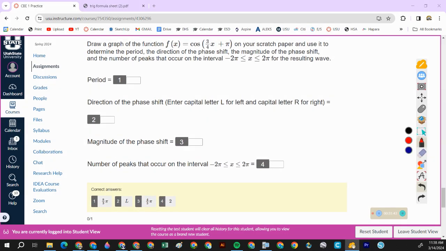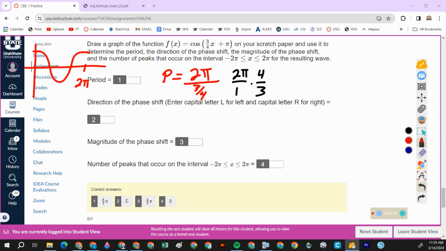Okay, cosine graph. My cosine graph starts at 1, has a period of 2 pi. My a term is 3/4. So the period of this is 2 pi over 3/4. That turns into 2 pi over 1 times 4/3. And that gives me 8 pi over 3. So my period is 8 pi over 3.